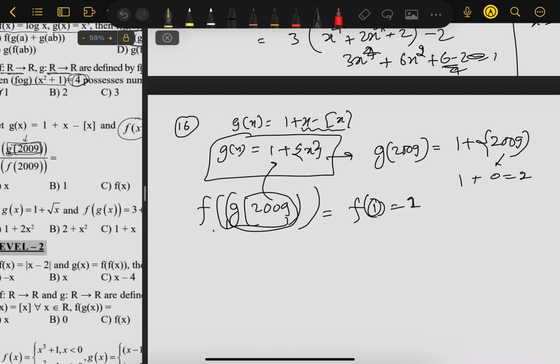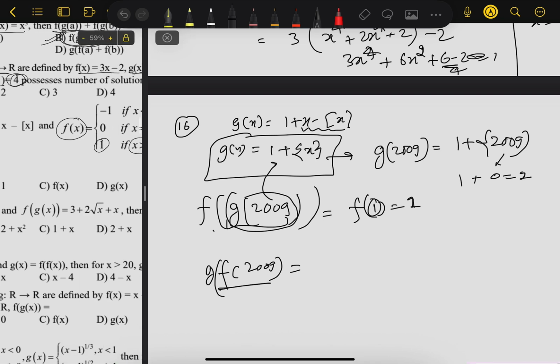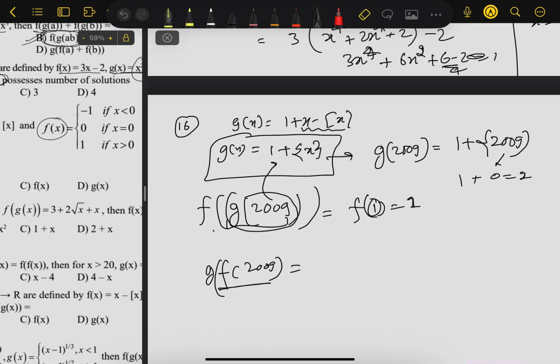Now put second, it is g of f of 2009. So just put 2009 in the function f of x. If you put here 2009 in this function, because 2009 is a positive number, it will give a value 1. So this is g of 1, and in g of 1 put 1 here. So for an integer the fractional part of x is 0. So this is 1 plus 0. This is also equals to 1.